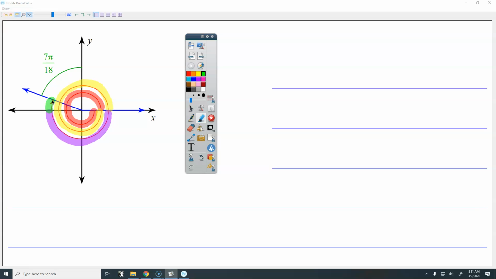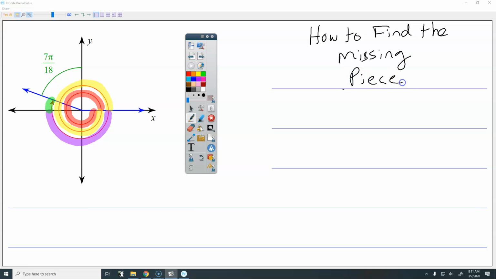So you guys remember how we found the missing piece before? We subtracted it from 90, right? But we're not subtracting from 90 now. We're subtracting from pi over 2. So here we go. How to find a missing piece? Like we used to put the numbers, it was 90 minus the piece. In this case, it's going to be pi over 2 minus the piece.